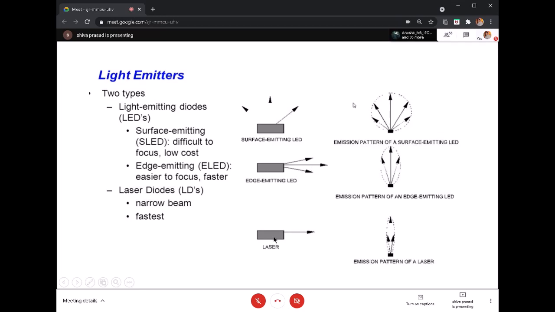The laser is also just like an edge emitting LED, but its emission pattern is very narrow compared to the edge LED. Here you can see the emission pattern of the surface emitting LED. It is wide, whereas that of the laser diode is very narrow. The laser diode has a narrow beam, and it is very fast. The transmission in the laser will be very fast.